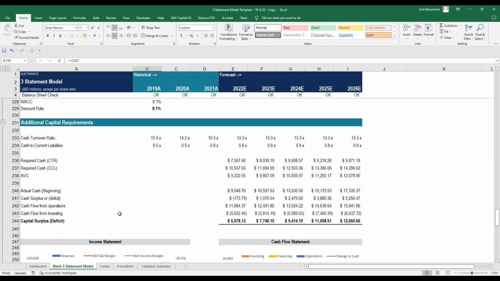One other thing I'll go over, and this is already inputted for you because it's based off of our 3-statement model, is this: say we were working in corporate finance and trying to decide, do we need to issue more equity or more debt to fund our operations? We're going to look at our additional capital requirements. There are different ways people do this, but this is the way I like to look at it. You take a cash turnover ratio, which is our revenue divided by our cash on hand. So you get these multiples here.